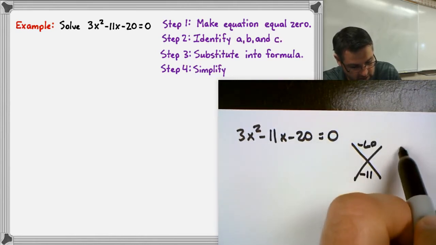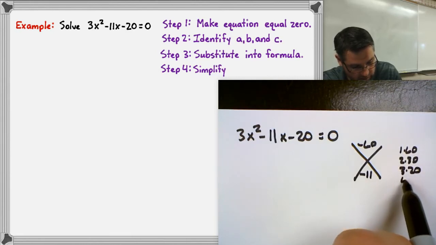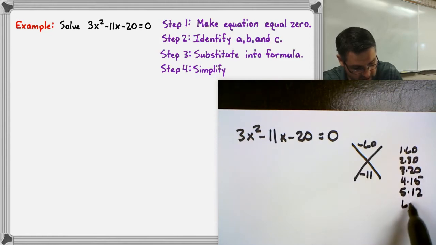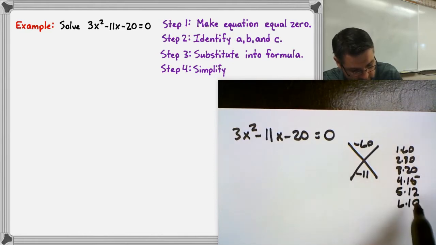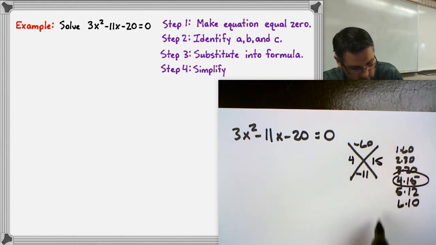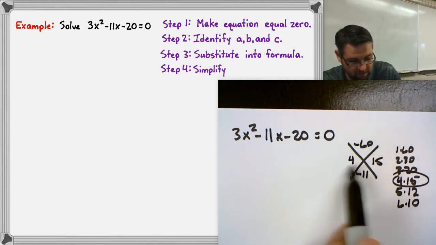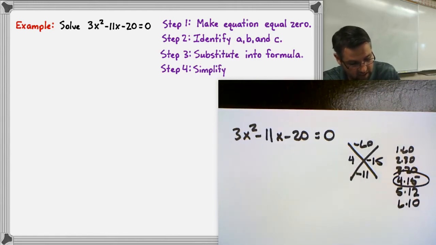So our factors, let's see, that's 1 times 60, 2 times 30, 3 times 20, 4 times 15. It looks like that one's going to be the one. 5 times 12, 6 times 10, and I think that's it. So it's going to be 4 and 15. And now let's look at our signs. Because we want a negative, one of these has to be negative. And because the negative 11 is being added, that means the 15 has to be negative, the bigger number.